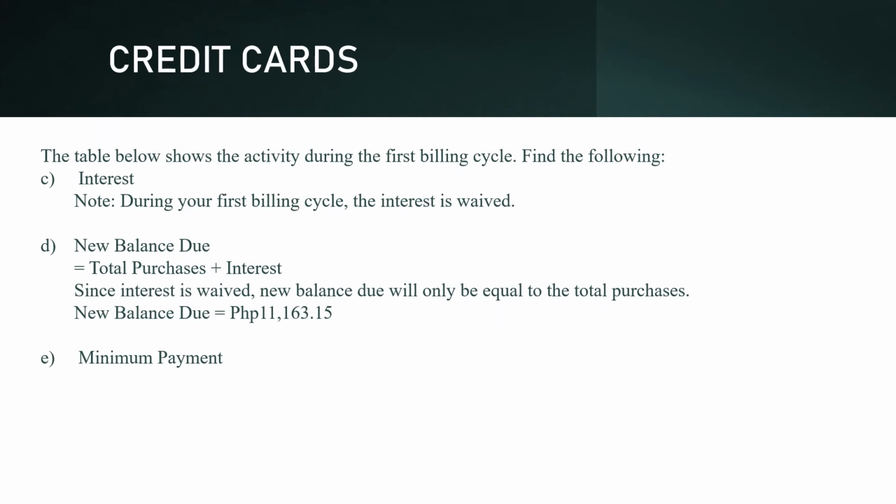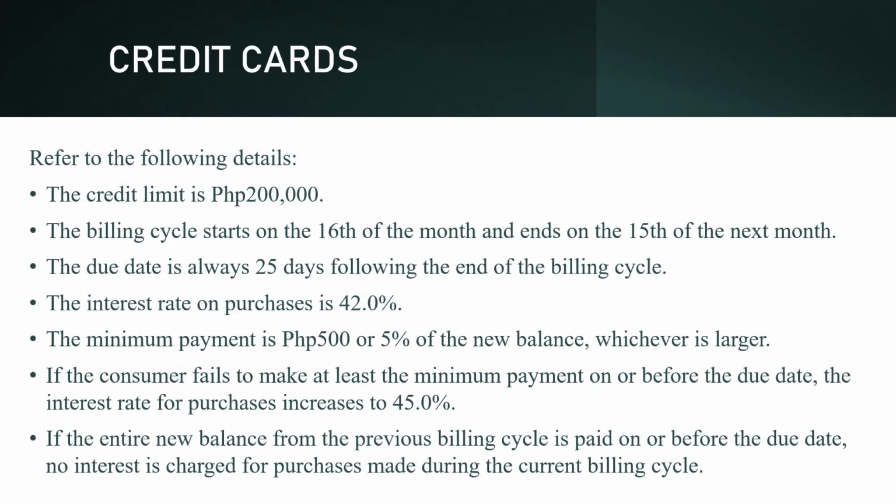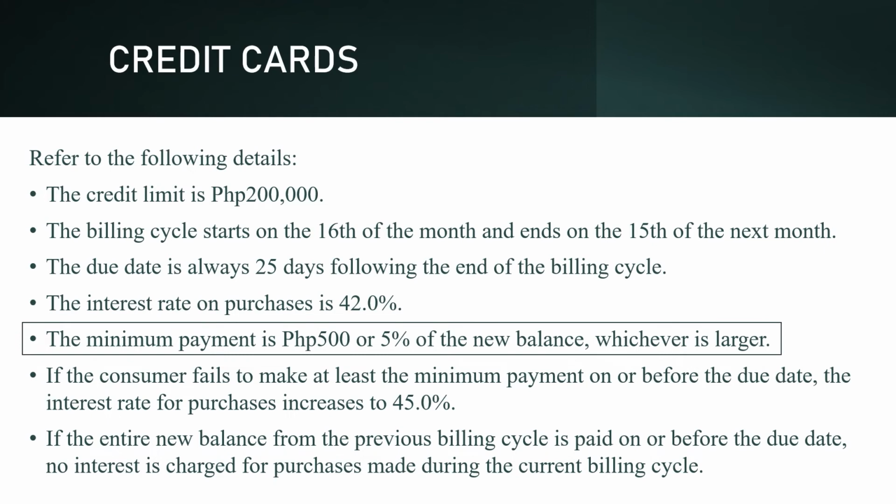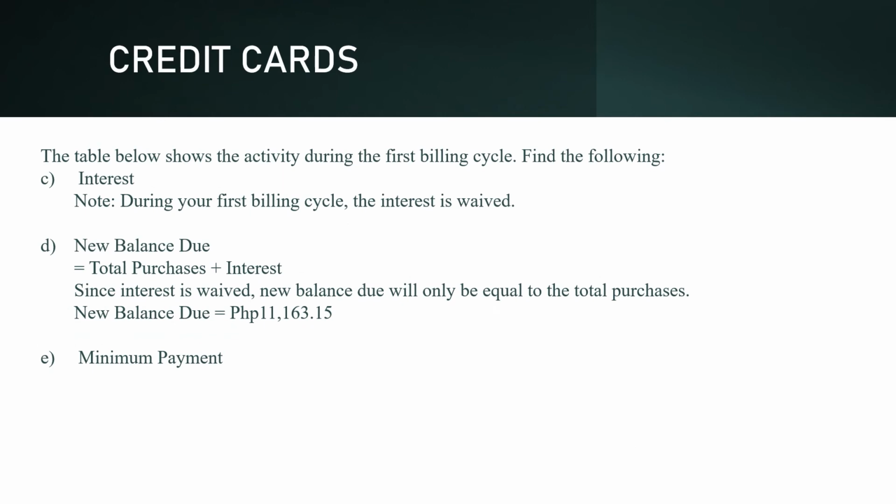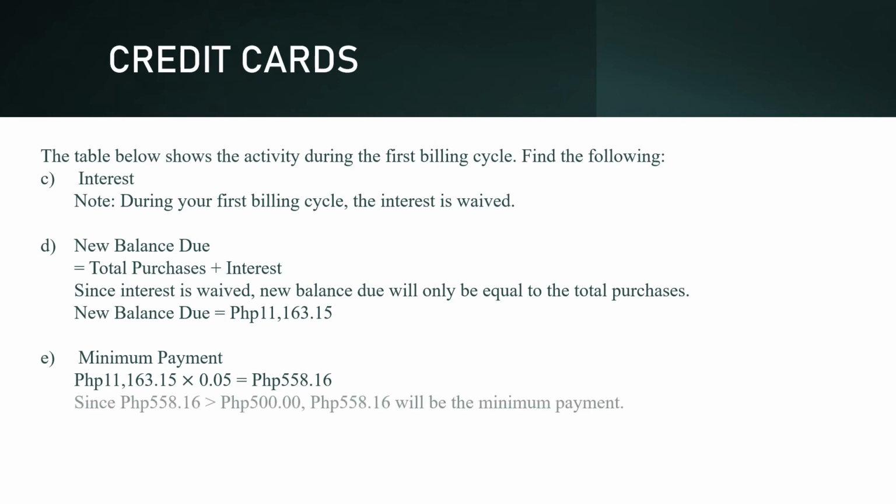Last in this slide is E, in which we're going to solve the minimum payment. As said in the details, the minimum payment is 500 pesos or 5% of the new balance, whichever is larger. So, we have to solve for the 5% of the new balance. By solving, we got 558.16 pesos. And since that is larger, that will be our minimum payment.